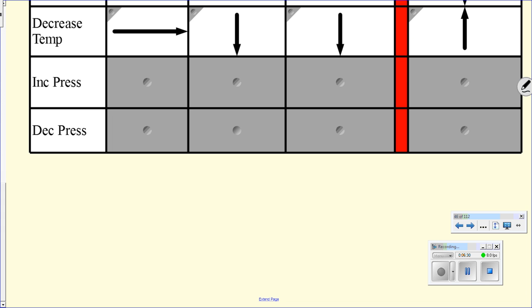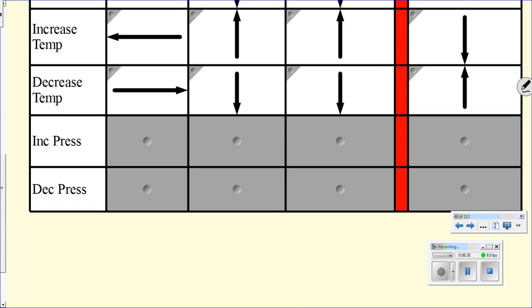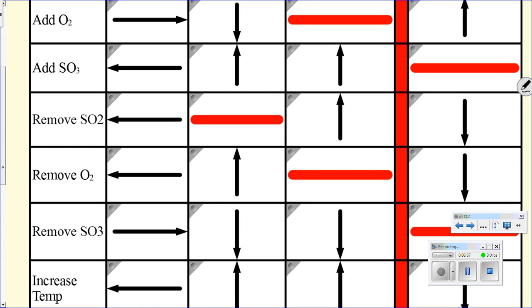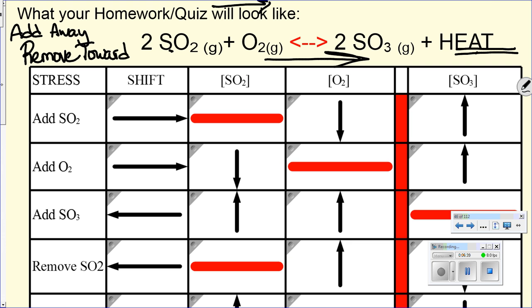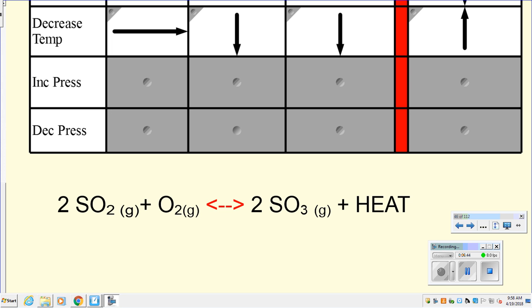The last two we're going to look at, we're not going to look at volume separately. We're going to look at pressure, however, increases and decreases in pressure. So when we are looking at our reaction, and actually to make this a little bit easier, I'm going to pause for a second and rewrite this reaction. I think this will make this a little bit easier to follow.